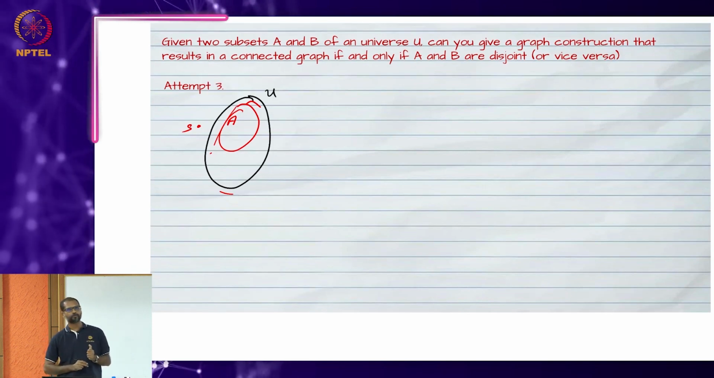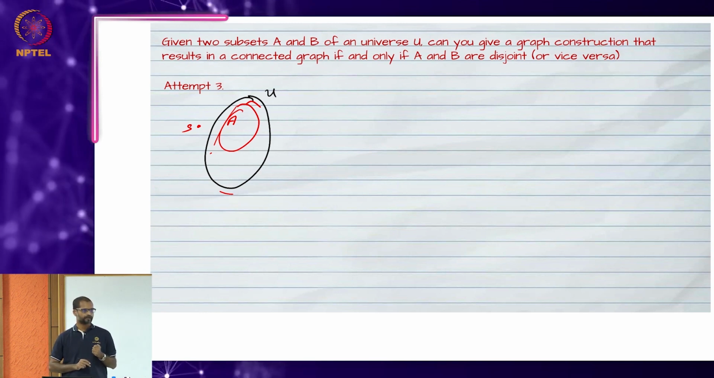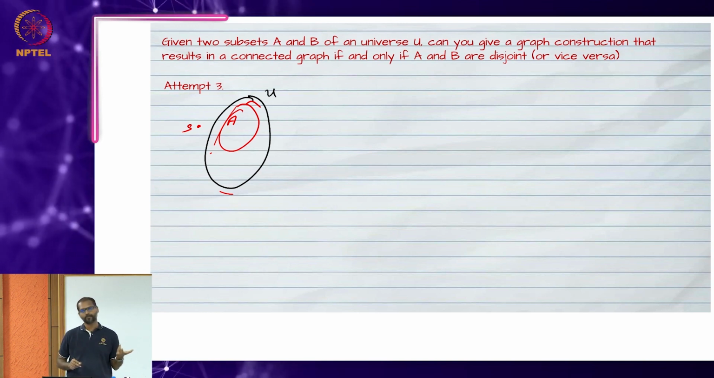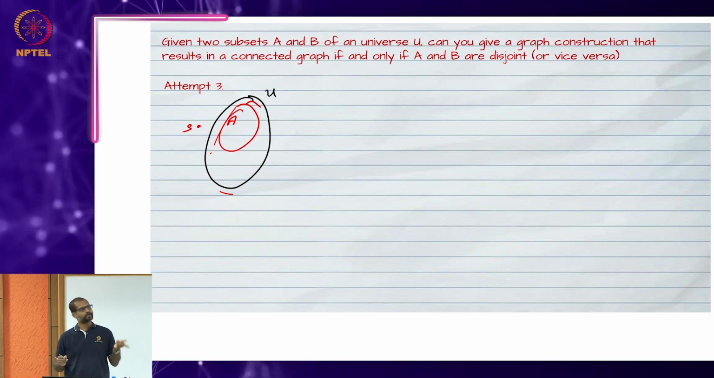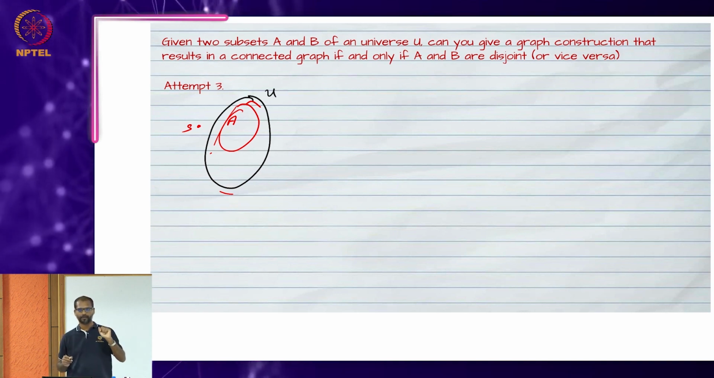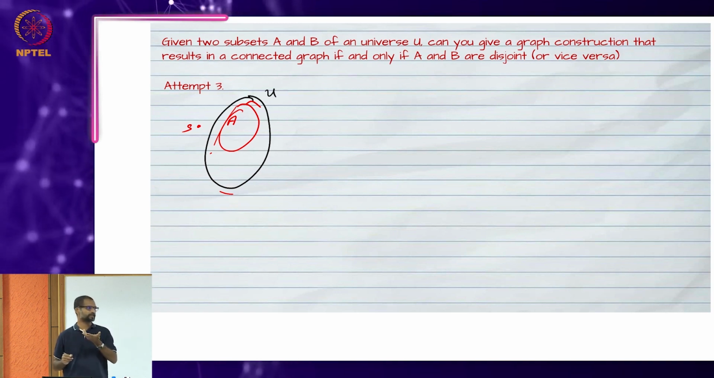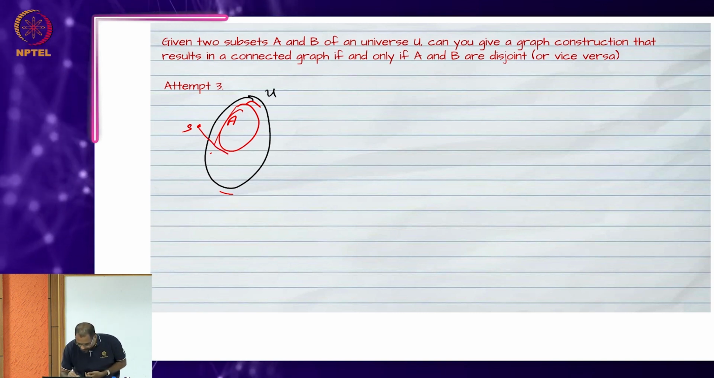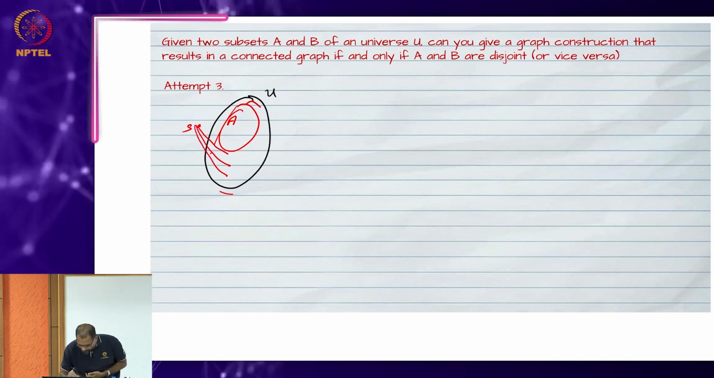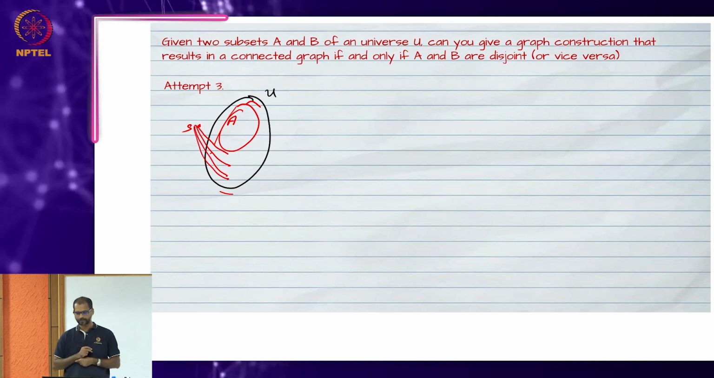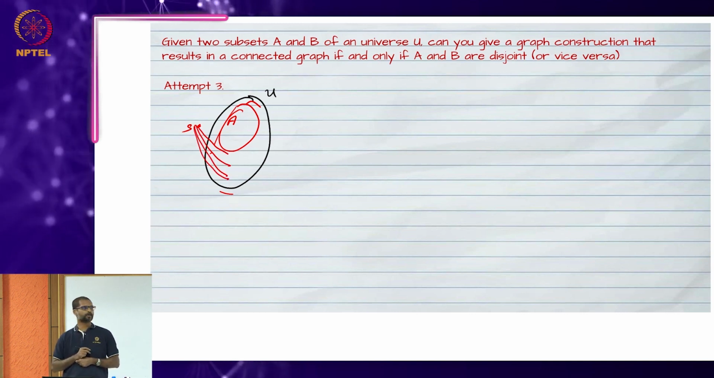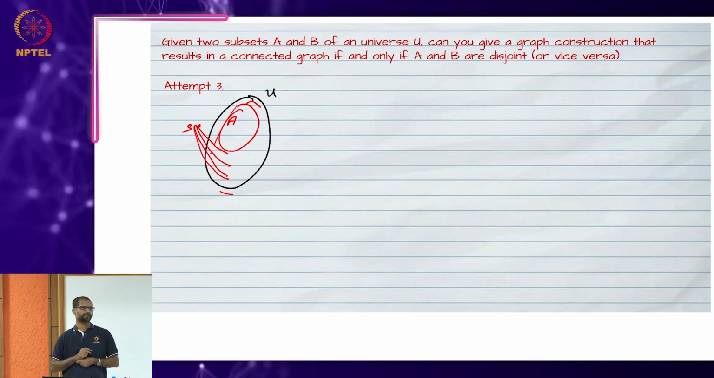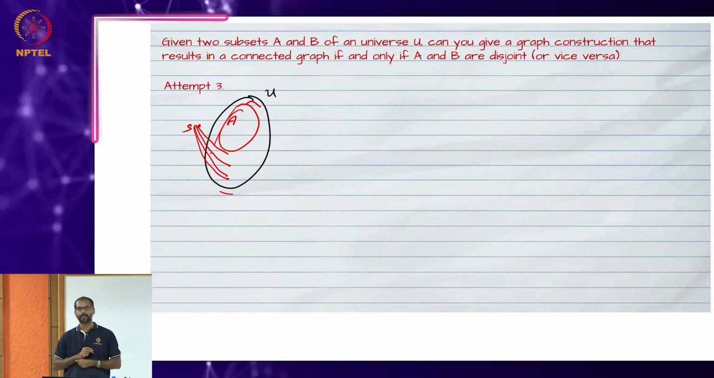Alice is not going to put an edge from S to A. She anyway cannot put an edge from S to B because she doesn't know B, but she knows A complement. Because she knows A, she knows the universe, so she knows what is U minus A. So Alice will put an edge to everything that is not in A. So this is S to A complement.